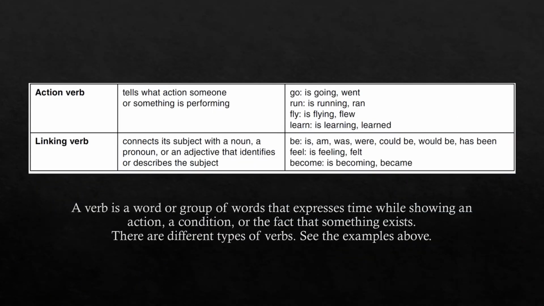So first, what is a verb? A verb is a word or group of words that expresses time. This is the first thing. Why?